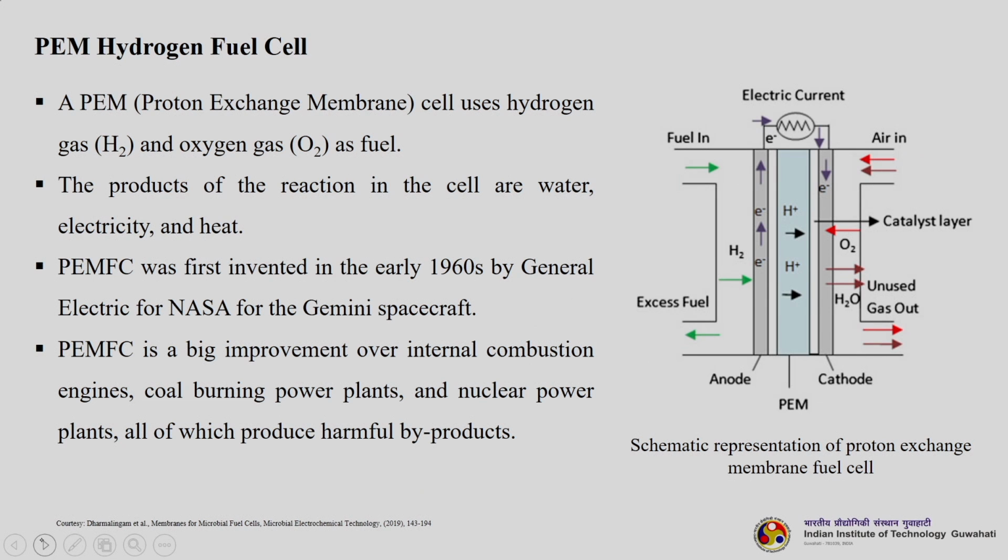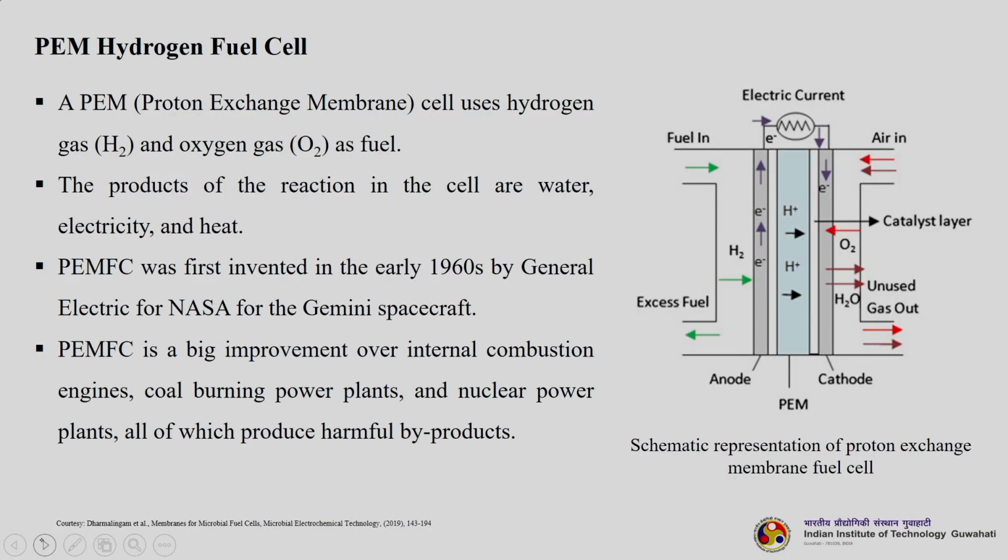So, the last topic which we are going to discuss in today's class is about PEM hydrogen fuel cell. You know, fuel cells are gaining a lot of importance since a few decades. The first PEM fuel cell was actually designed by General Electric for one of NASA's spacecraft known as Gemini in the 1960s, long back. Okay. So, PEM means proton exchange membrane cell, which uses hydrogen and oxygen as fuel. The products of reaction in the cell are water, electricity and heat.